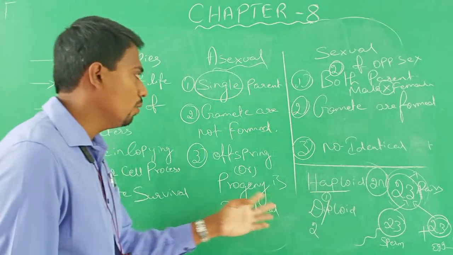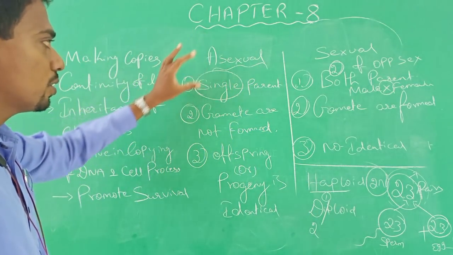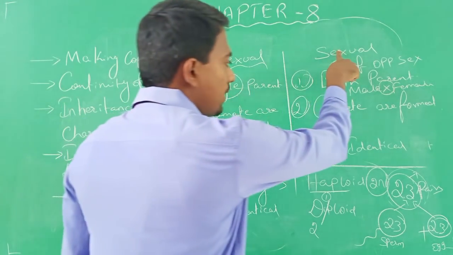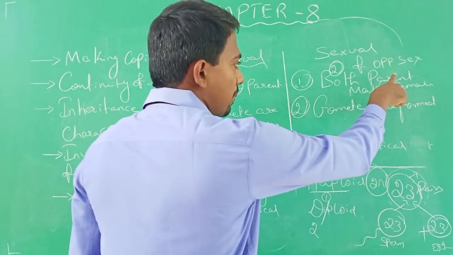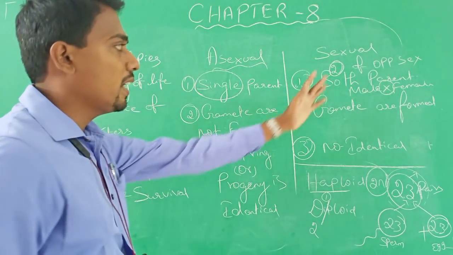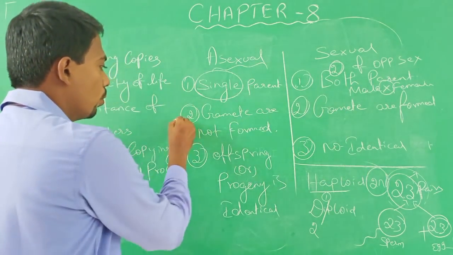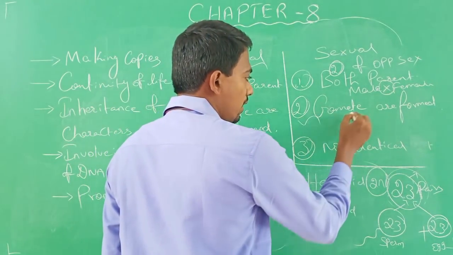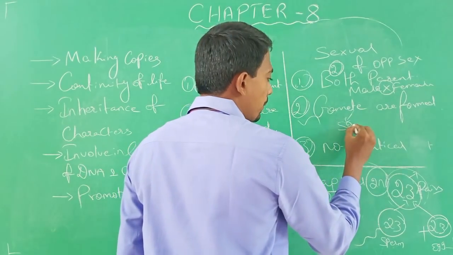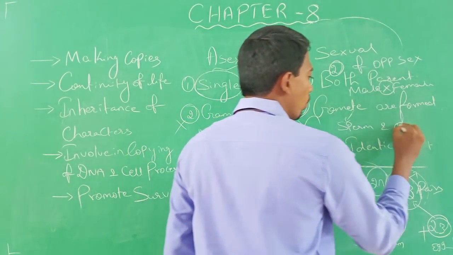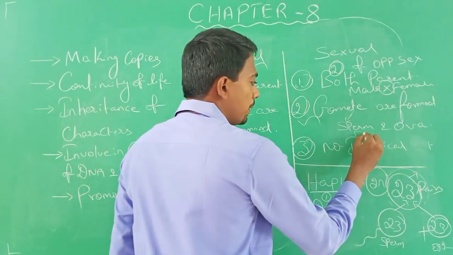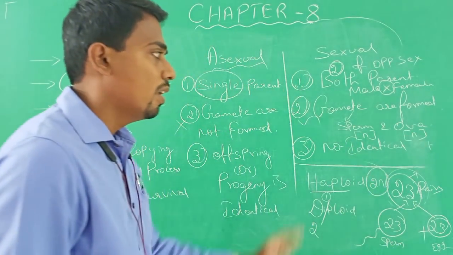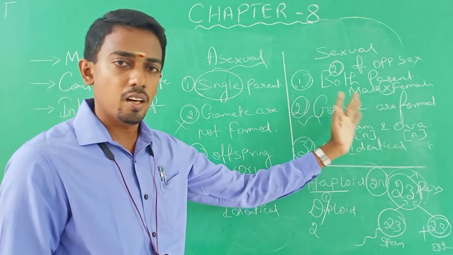That's what we are going to see here now. Once again telling you, asexual reproduction involves only one parent, that is a product of a single parent, and sexual reproduction involves both the parents of opposite sex, that is male and female. Here no gamete involvement is needed, but in sexual reproduction gametes are very important, and these gametes are sperm and ova, and these sperm and ova are simply the haploid cells because they have half the number of chromosomes of an organism.